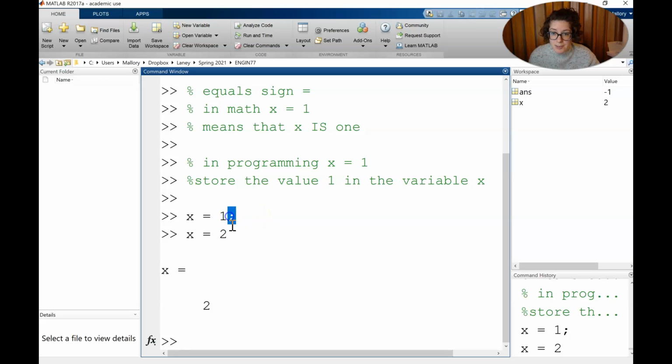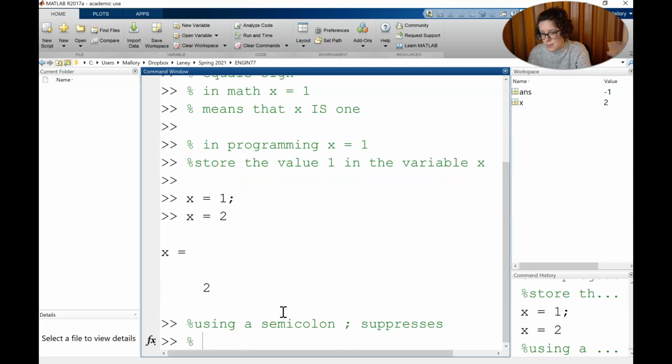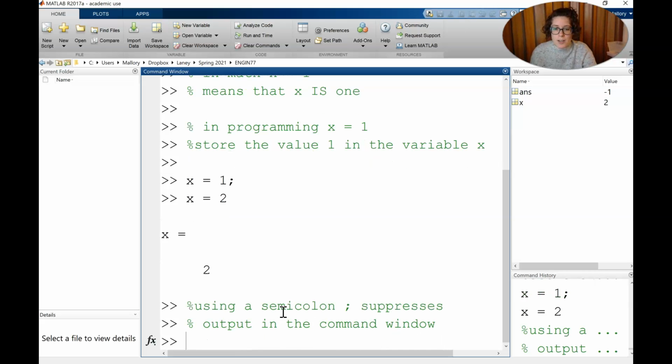So this semicolon, we can see the difference between what happened when I put a semicolon and what happened when I didn't put a semicolon. So putting a semicolon suppresses output in our command window as well as in the functions and scripts that we're going to write. So using a semicolon suppresses output in the command window. So our output is still stored in the workspace, but our output is not printed in the command window.